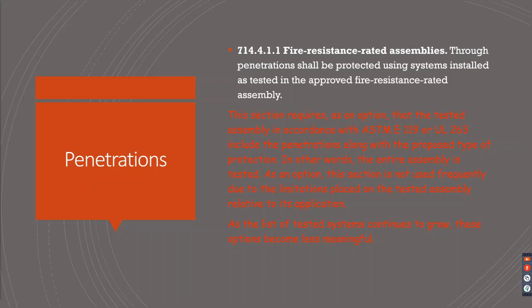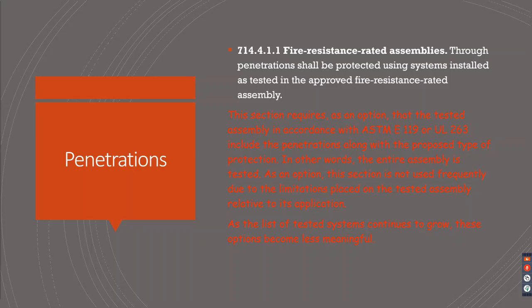And then moving on to 7.14.4.1, for fire rated assemblies, through penetrations shall be protected using systems installed and tested in the approved fire resistance rated assembly. So the section requires, as an option, the tested assembly in accordance with ASTM E119 or UL 263, again, the testing standards for your fire resistive rated assembly, that these include the penetrations, kind of what we just talked about, along with the proposed type of protection. So the whole thing is tested together.